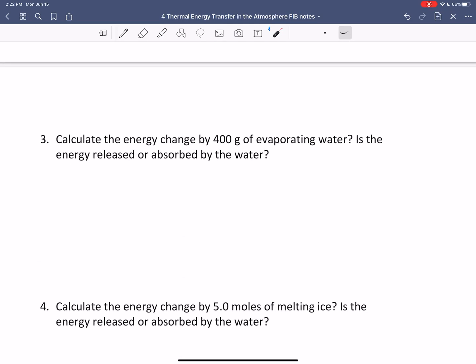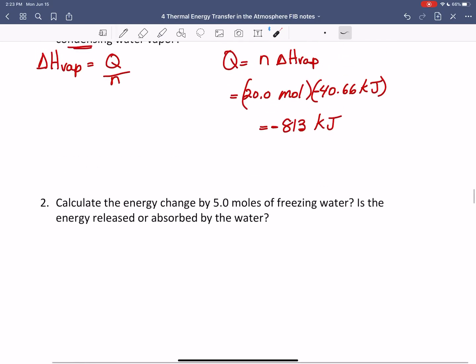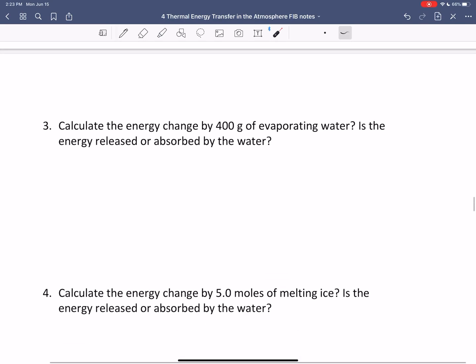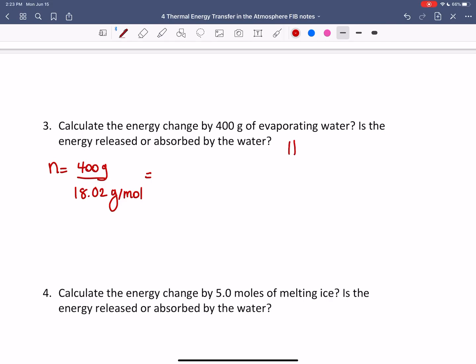And then it says calculate the energy of 400 grams of water that is evaporating. So again, I'm going to have to evaporate the water. In this case, it's the opposite of condensing. So first of all, I need the number of moles. I have 400 grams of water. The molar mass of water is 18.02 grams per mole. How do I know that?